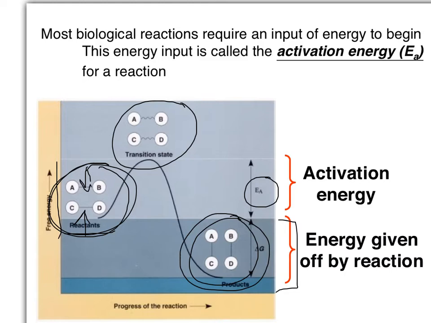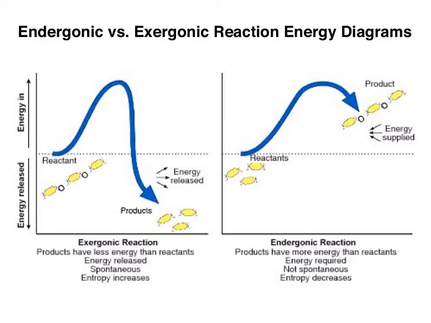Where did the energy go? Well, oftentimes it leaves the system, it enters the surroundings, and as it enters the surroundings, it's made available to do work within the cell. So while it's totally possible for energy to be released in a chemical reaction, it's also possible that energy is going to be invested or absorbed in the chemical reaction.